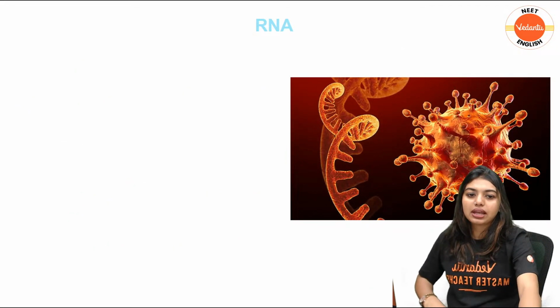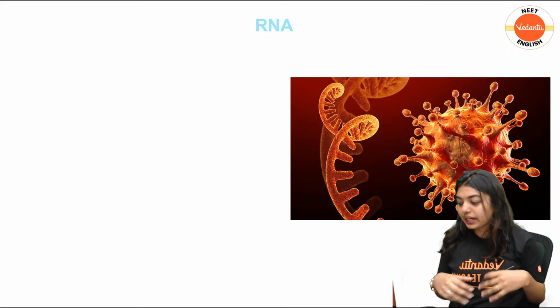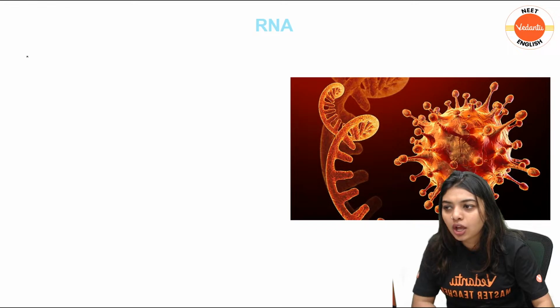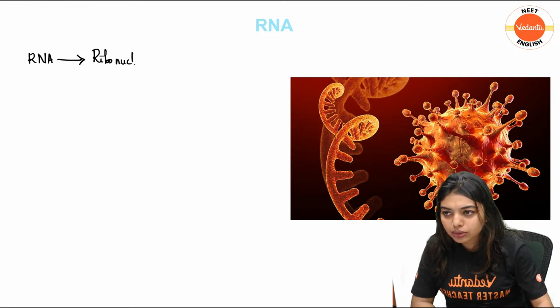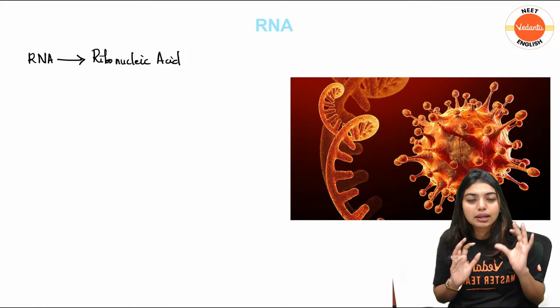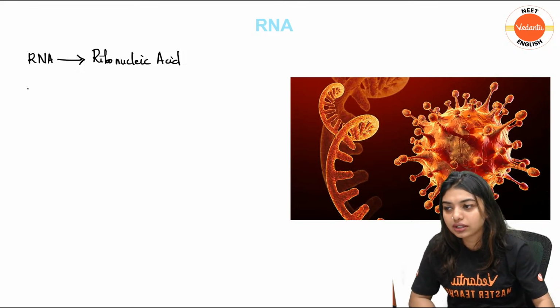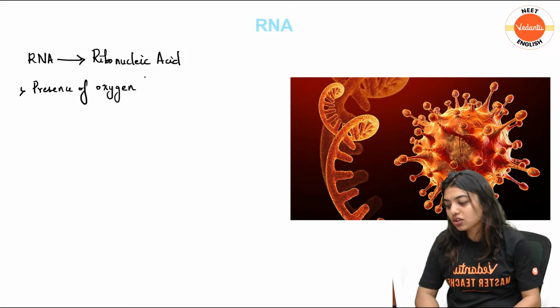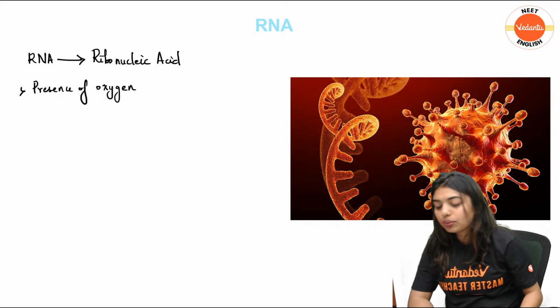Now RNA, just a general thing. I'm not going in depth of RNA. We will just understand the general thing. So students, RNA, all of us know RNA. First thing we know about RNA is the full form, right? Ribonucleic acid. Then it was deoxyribonucleic acid. Here it is ribonucleic acid. Why is it called ribonucleic acid? Because one oxygen is extra here, right? So here we have the presence of oxygen. Yes or no? Presence of oxygen.